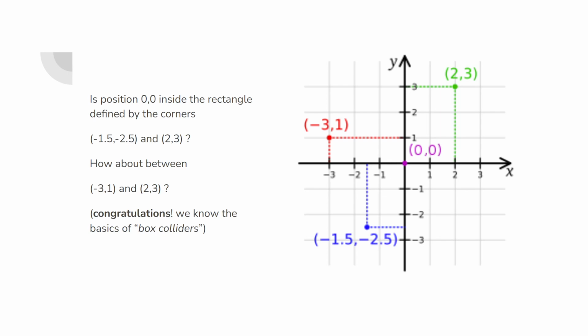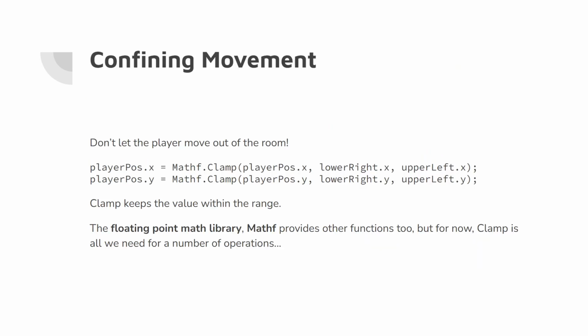Now, when we get into Unity, we're going to let Unity really do it for us, but for now, it's useful to understand what's really going on, and we're going to implement it by hand a little bit. So if we wanted to confine movement, confine the player to some area, we might want to do something like, don't let the player move out of that room.